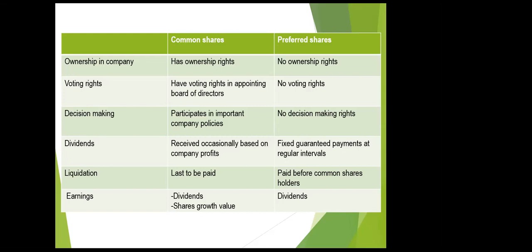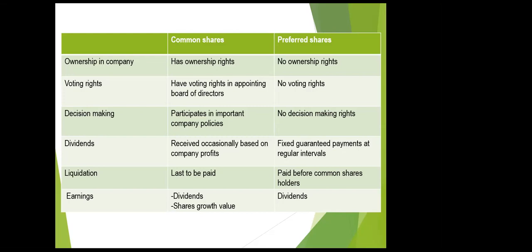Now, depending on what kind of rights you want them to have in terms of decision making, whether they'll be getting dividends or not, and also appreciating the share growth value, you determine the kind of shares that you offload on the market. So there are common shares and preferred shares.